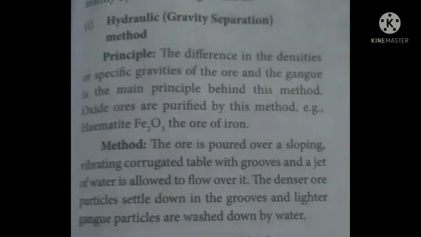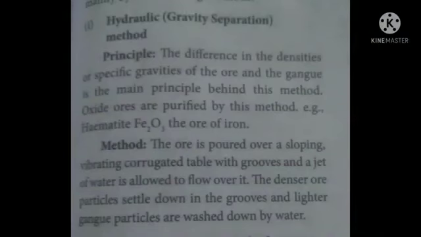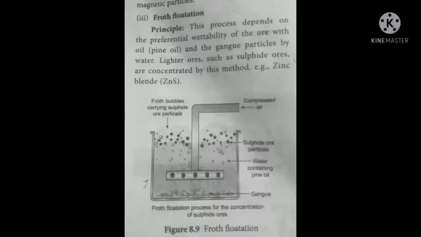Mainly we have how many concentration methods? 4, am I right? What are they? Hydraulic separation, magnetic separation, froth flotation and leaching. Among that, hydraulic separation and froth flotation are very common. All are important. If they are asking a 7 mark question, you have to write all the 4. Otherwise, learn well froth flotation and gravity separation. Learn the principle and method for hydraulic, and for froth flotation, principle, diagram and method. All you have to write. Okay, then only you will get it.